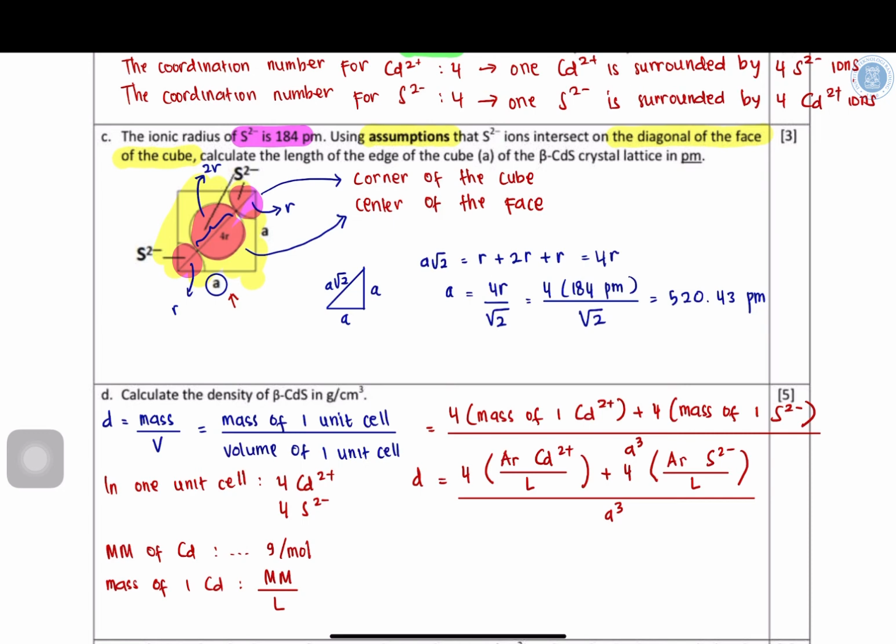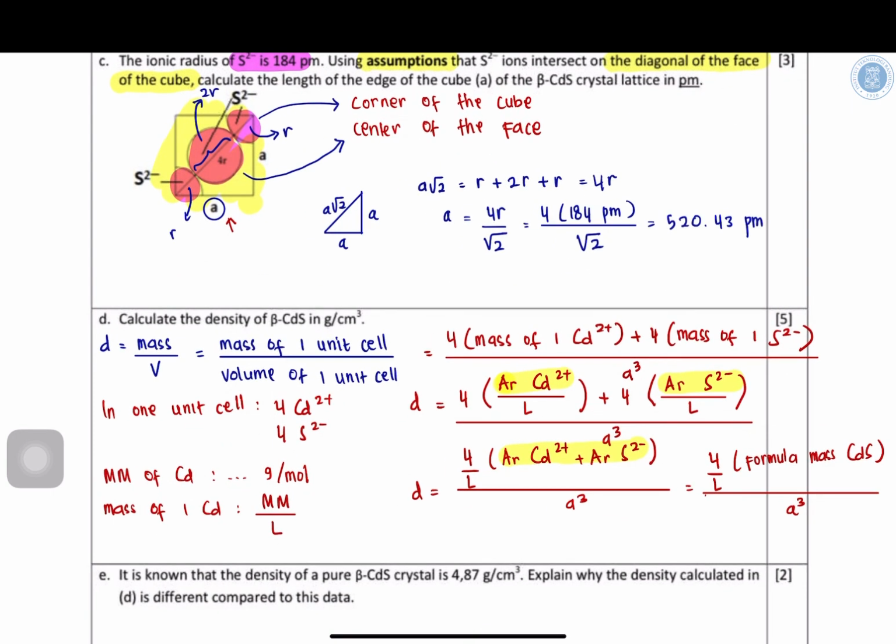Now, if we look here, we can simplify the formula. So here we have 4 per L, and then we have the atomic mass of Cd2+ plus the atomic mass of S2-, and then divided by the volume. The total of the atomic masses of Cd2+ and S2- is actually the molar mass of CdS. So if we know the molar mass of CdS, then we can simplify this, something like this. So we have 4 per L, where L is the Avogadro number, times the molar mass of CdS, and then divided by the volume.